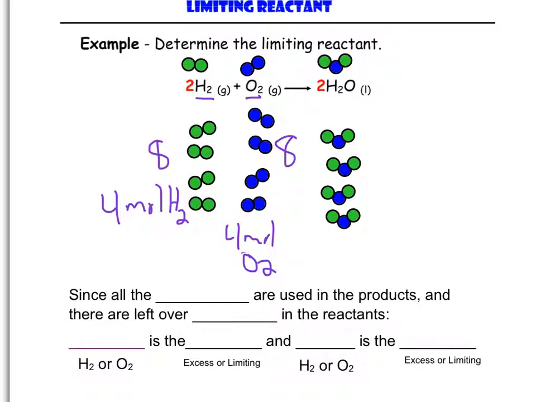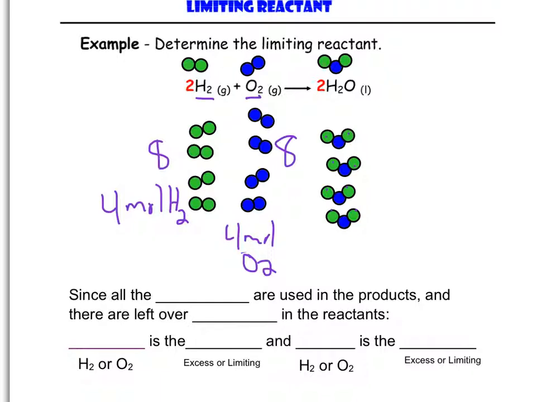So in this case, I'm wondering if I react 4 moles of H2 with 4 moles of O2, how much water, or H2O, can I produce? Well, you'll see that I have 8 hydrogens on the left, and I have 1, 2, 3, 4, 5, 6, 7, 8 on the right. So I used up all of my hydrogen.